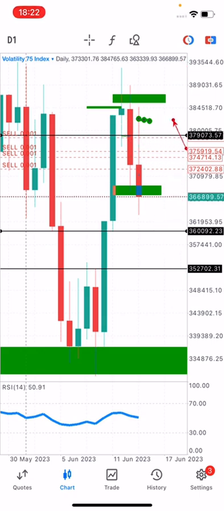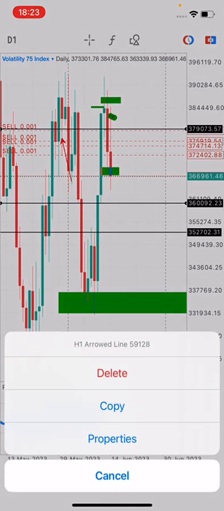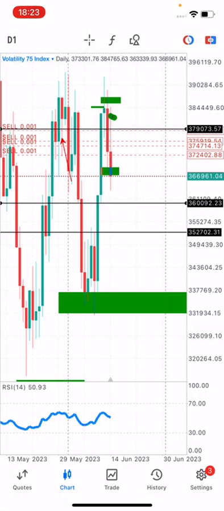So that is it, guys, with the Vix75. Make sure you practice proper risk management, and if you're still holding, make sure you put your stop loss on the entry level so that you can break even.